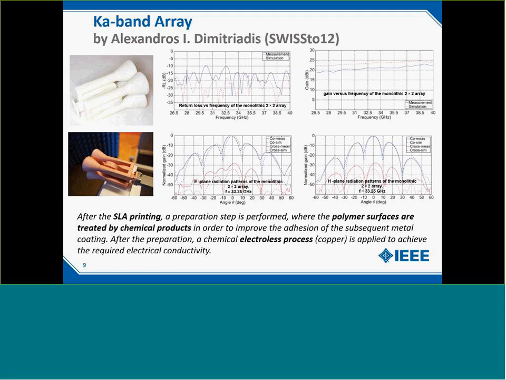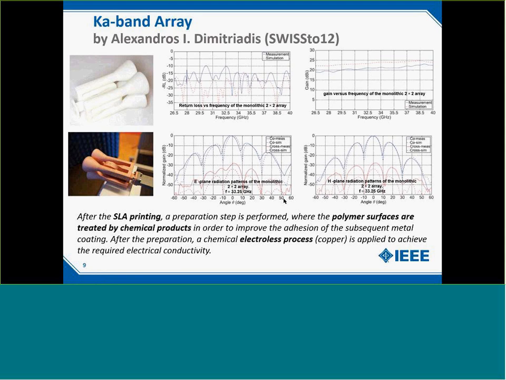And the return loss from 26 to 40 is most of the time below 30 degrees. For the gain, we can see the comparison for the gain and for the radiation pattern and the cross polar. The radiation pattern is at 33.25 for the 2x2 array antenna, and how well it matches.